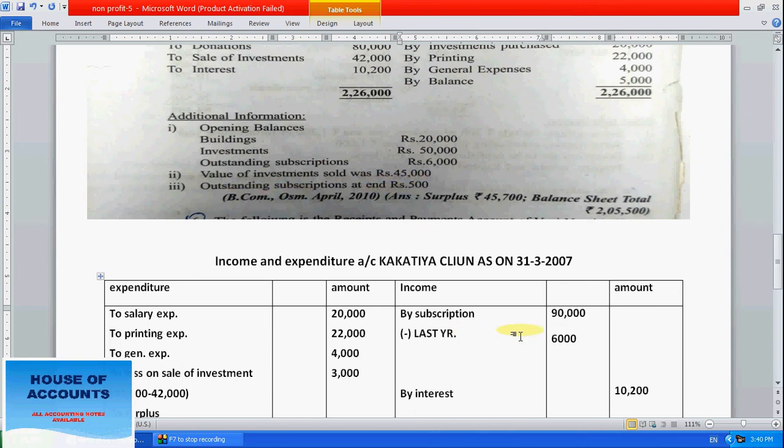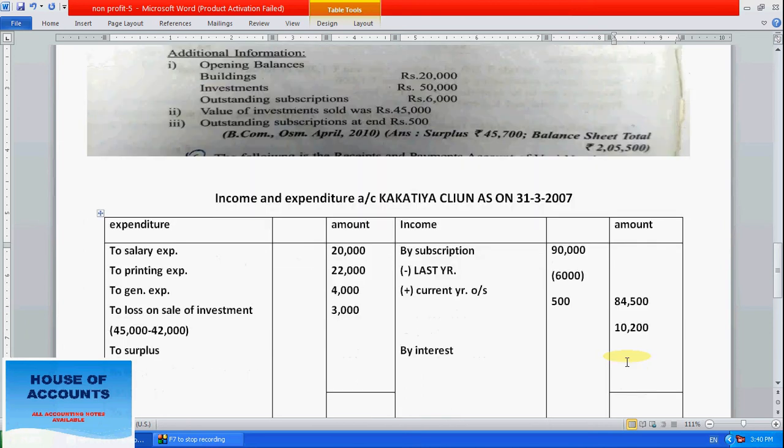Now the outstanding subscription: outstanding means pending, so for the current year there is a subscription which is pending. Current year outstanding, how much? It's 500. So we take this subscription into brackets. After deducting 6,000 we get 84,000, now add 500, so 84,500 will be the answer for the outer column.